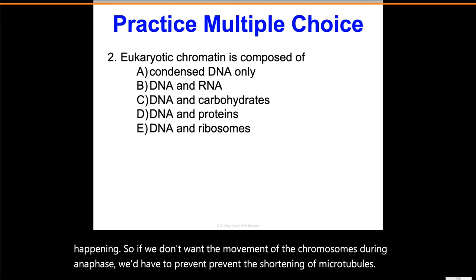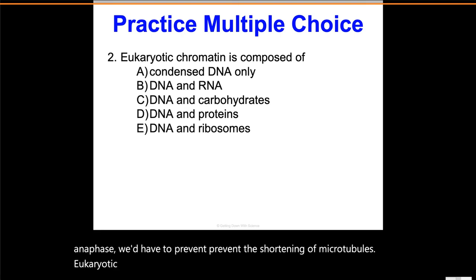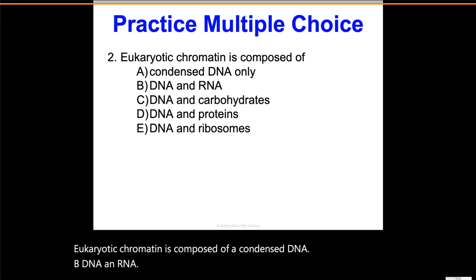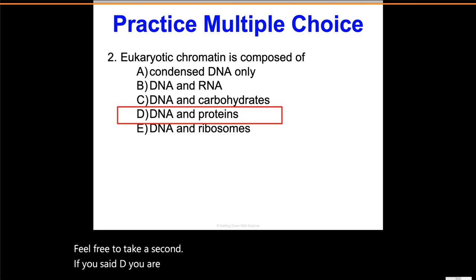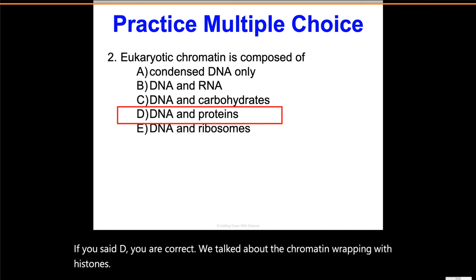Okay. Eukaryotic chromatin is composed of A, condensed DNA, B, DNA and RNA, C, DNA and carbohydrates, D, DNA and proteins, or E, DNA and ribosomes. Feel free to take a second. If you said D, you are correct. We talked about the chromatin wrapping with histones. Histones are proteins.